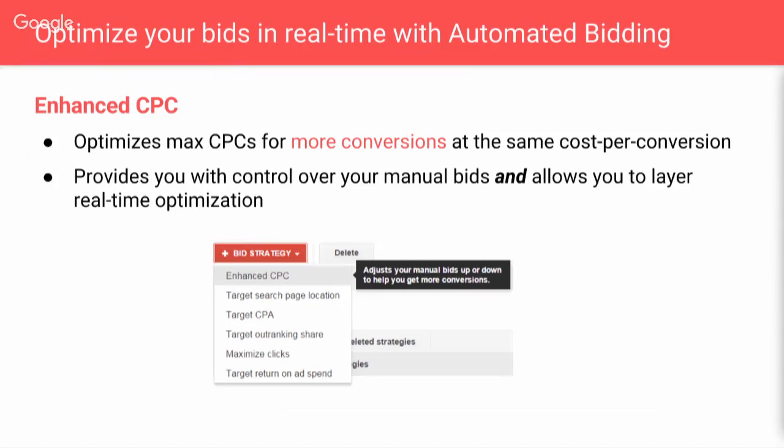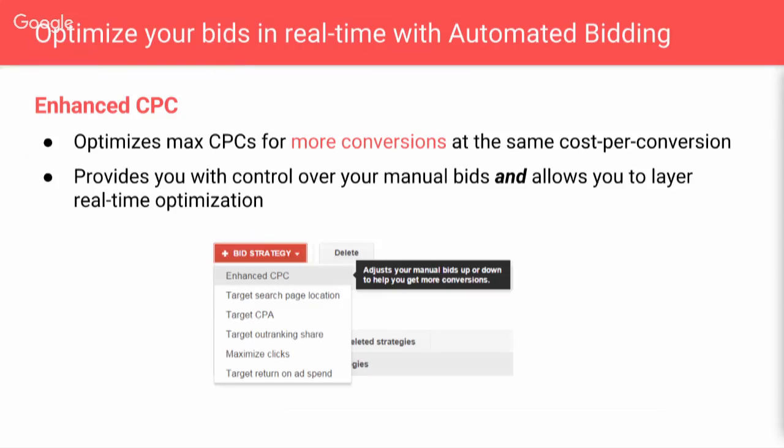So given the fact that certain e-commerce sites may have tens of thousands or even millions of products, having more automated bid strategies may be the best option for you. But let's say you want to take a look at enhanced cost per click. It does give you the control to have the ability to manipulate your bids individually, but also allows you to layer real-time optimization. So you have your bid set, and your historical performance has done well at a certain bid, but you also want to take into account conversion data, and this is what enhanced cost per click allows you to do.